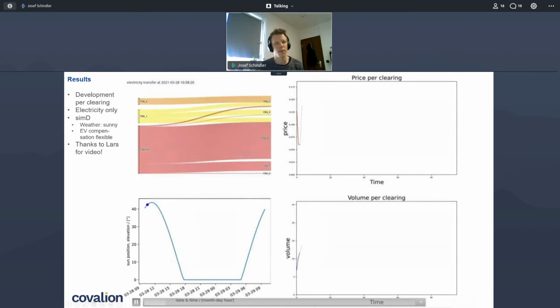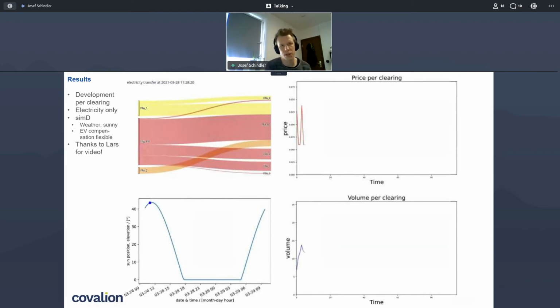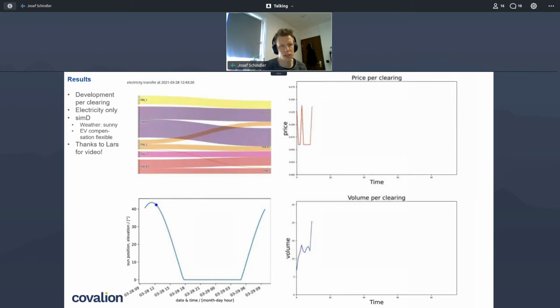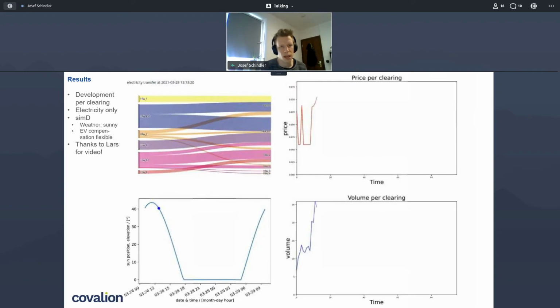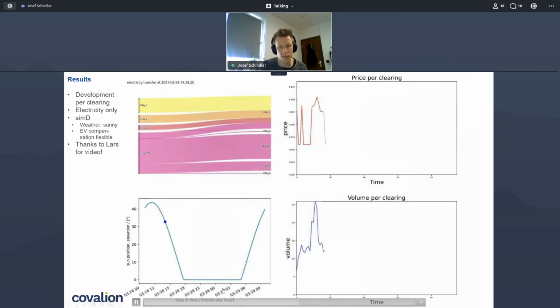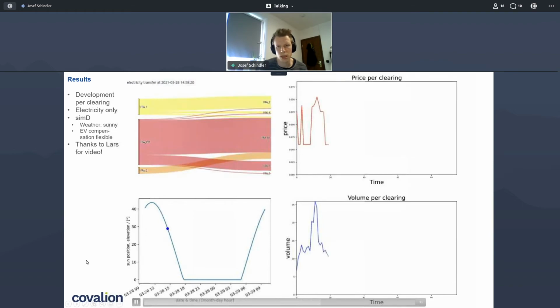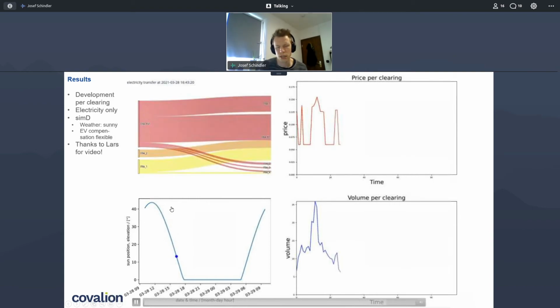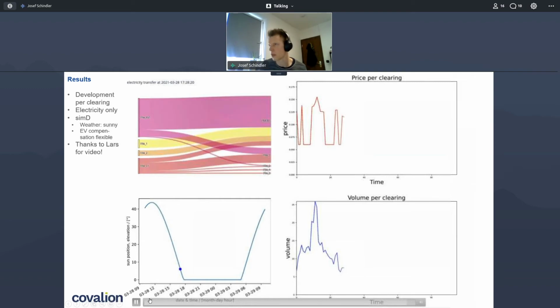Okay. On the left side, on the top, we have this Sankey diagram, which shows the power flows from the units to the other units. And besides this, of course, the volume per clearing and the price of the clearing. And here is the PV generation.